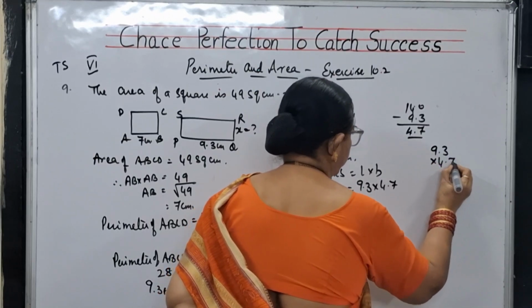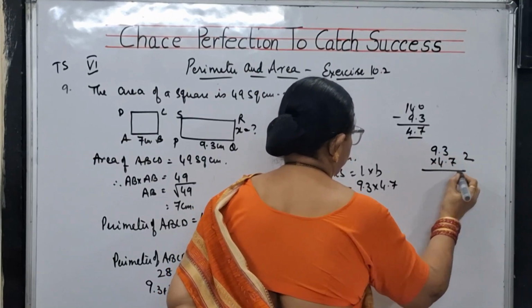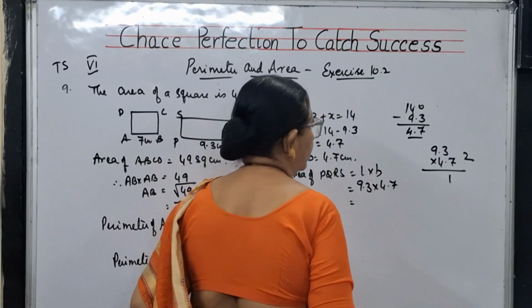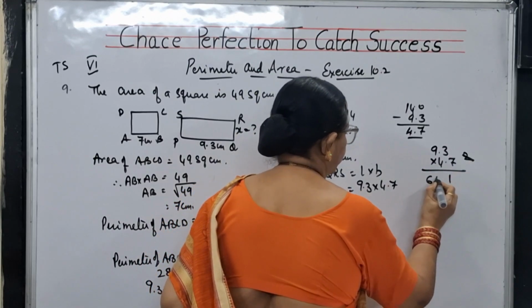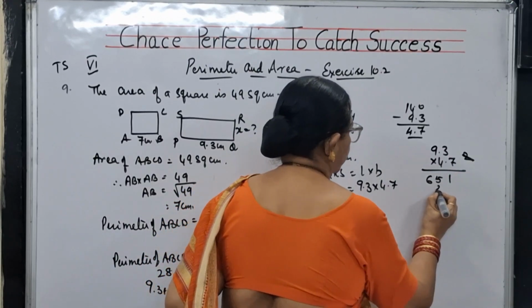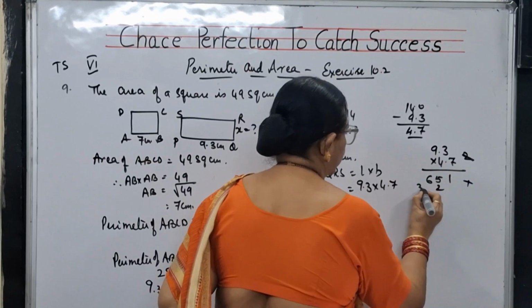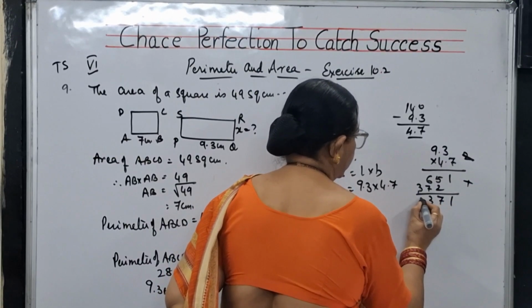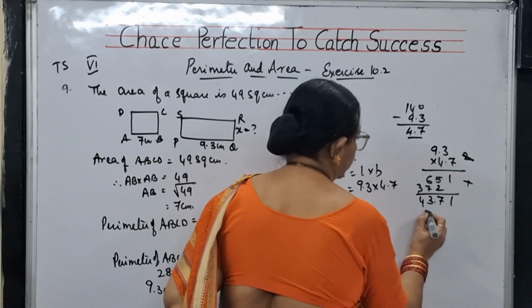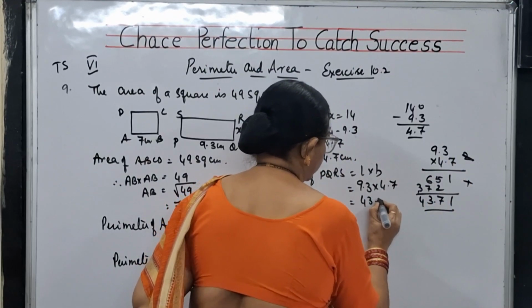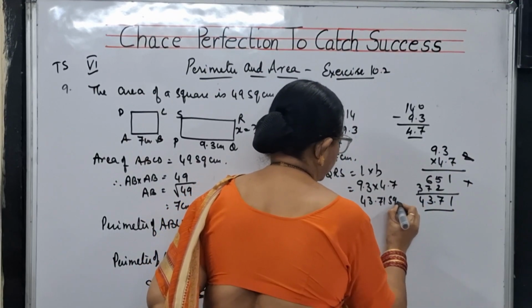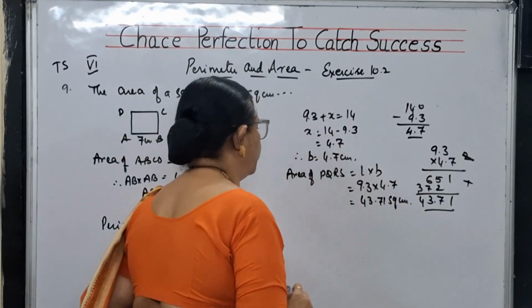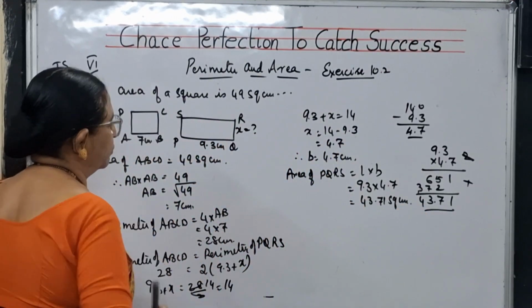9.3 into 4.7. 7 3s are 21. 7 9s are 63, 65. 4 3s are 12, 36, 1, 37. So 1 here, 7 here. 13, 4. So 2 digits: 43.71 square centimeters. So which is more? Area of the square is more.